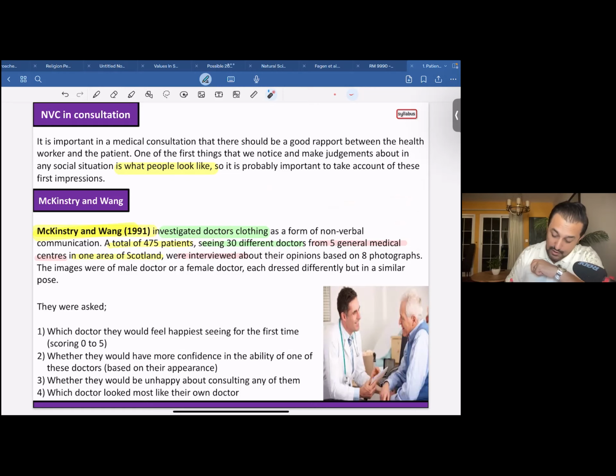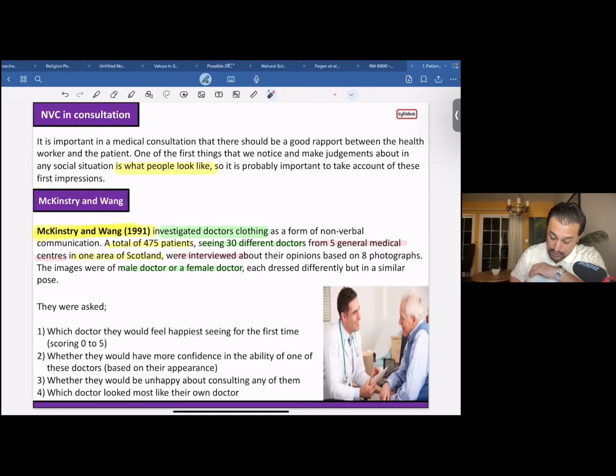So they were interviewed about their opinions based on 8 photographs. The images were of male doctors as well as female doctors, each dressed differently but in a similar pose, right? So if the pictures shown to the patients were taken in a similar pose, this shows the amount of controls that you have. The more controls you have, the more you add to the validity of your findings, right?